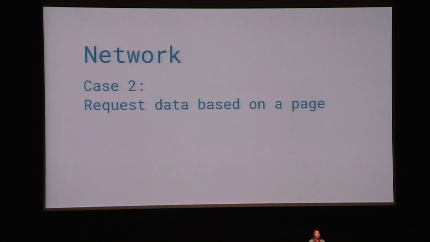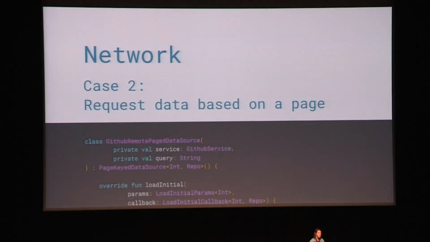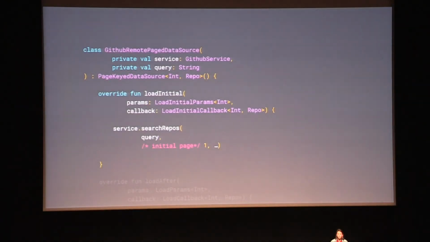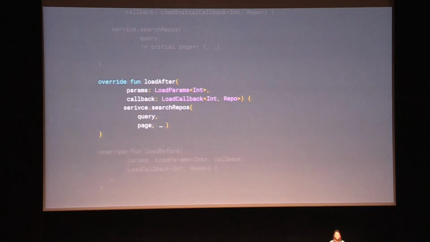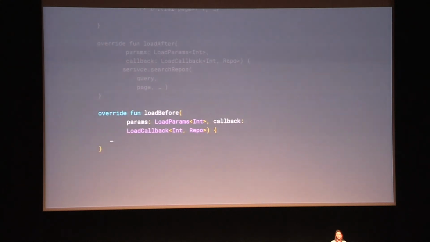But the paging library also supports requesting data based on a page. To do this, you would implement a PageKeyedDataSource. In our case, to request a list of repositories based on name, we would work with a GitHub API that exposes a page-based API. So we would tell what is the query, what's the page number, and what's the page size that we want to load. This means that in the initial load, we would just request page 1 with our query. And then afterwards, we would request the following pages as we need them. And then we can also support the load before in a similar way as the ItemKeyedDataSource.